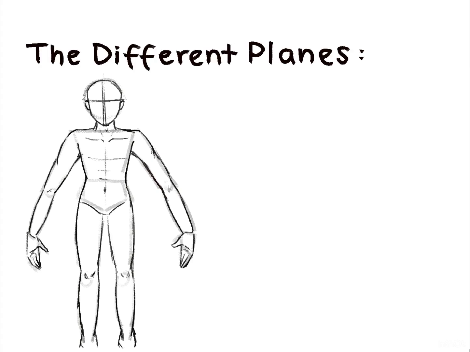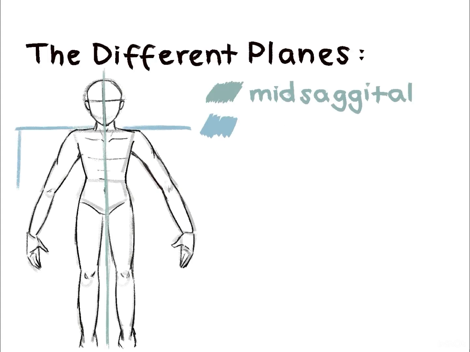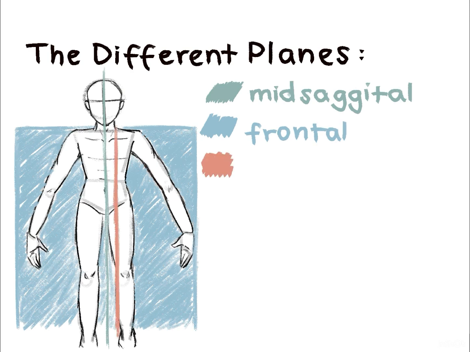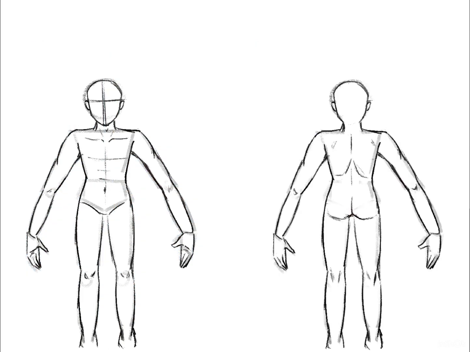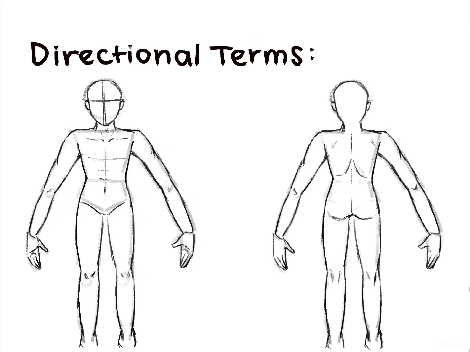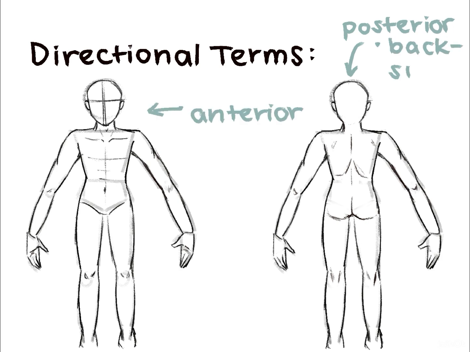So there are a few different planes. The first is the sagittal plane, and this will be the frontal plane. This is the parasagittal plane. This is the transverse plane, and this is an oblique plane. So there are two different views. The first one is a posterior view, which means you're seeing the back side, and this is the anterior view. The anterior view is seeing the front side.